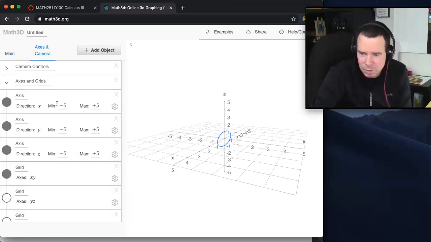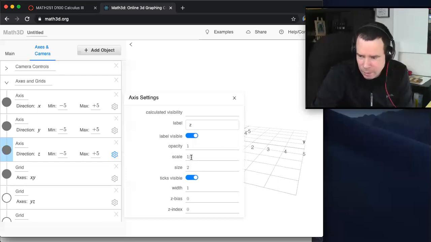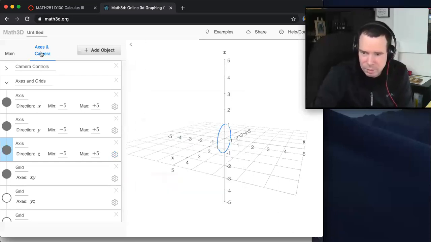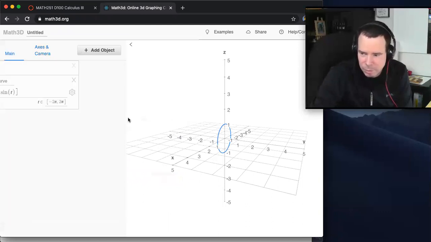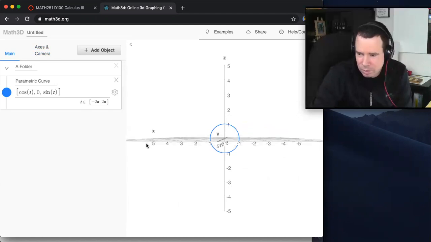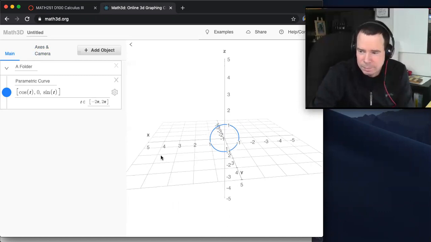The other thing I have to do, as I said, when we do plot, is I have to make sure that all the scales are set the same. So that's under axis and camera. Now I'll go back to main. And we can see that the parametrized curve is indeed a circle in the XZ plane.